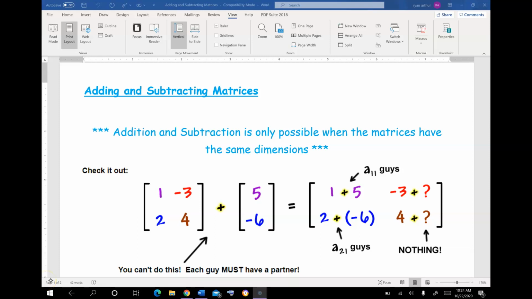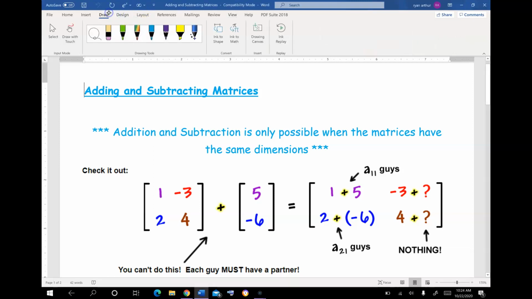All right, so we've already talked about what a matrix is, okay? So now we're going to talk about operations on matrices. First we're going to start with adding and subtraction, okay? Now, you have to know that addition and subtraction is only possible when the matrices have the same dimensions. So we talked about dimensions yesterday, okay? It has to have the same dimensions, and here is why.